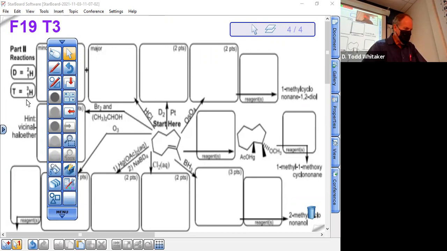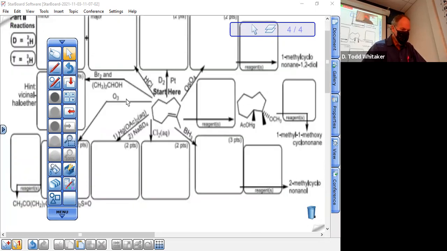We have a reminder of our isotopes here. Remember, deuterium is an isotope of hydrogen. The chemistry of deuterium is identical to the chemistry of hydrogen. But when a deuterium is present in the molecule, you need to draw it because it is not identical to hydrogen. It has a mass of 2. Same for tritium. Symbol is T.